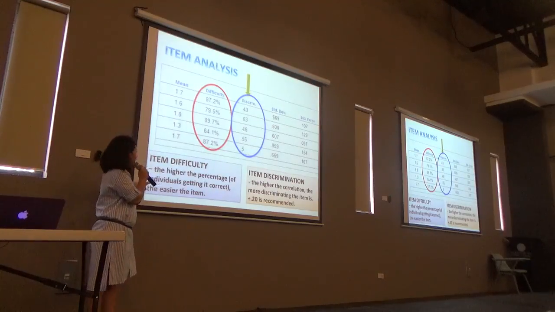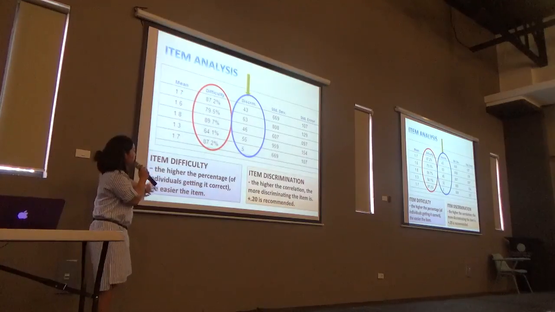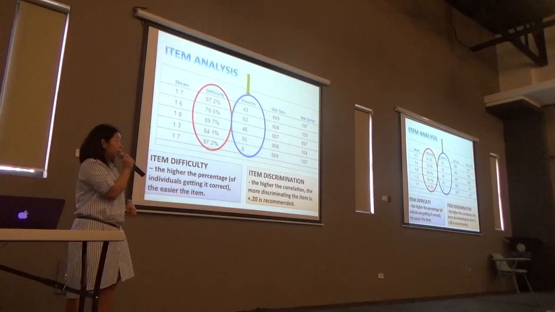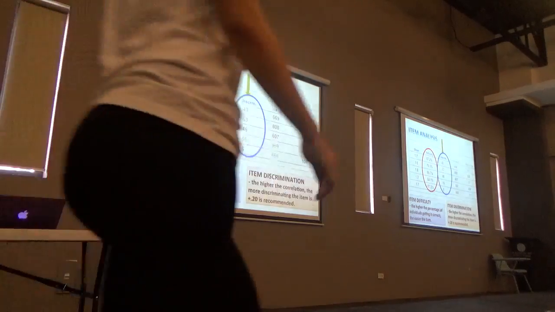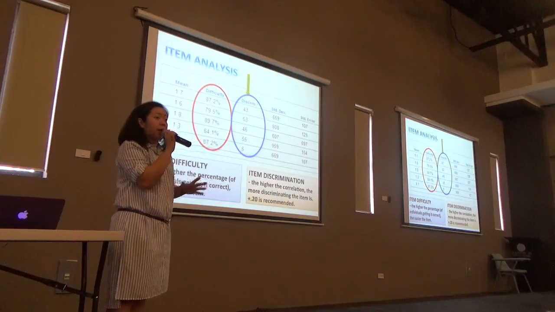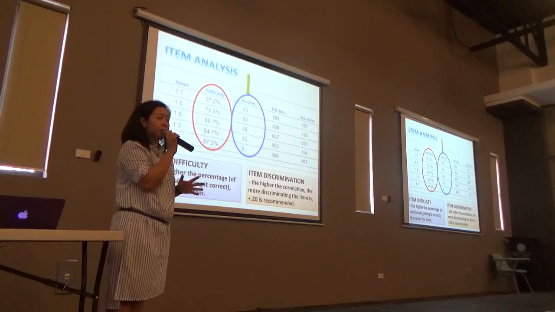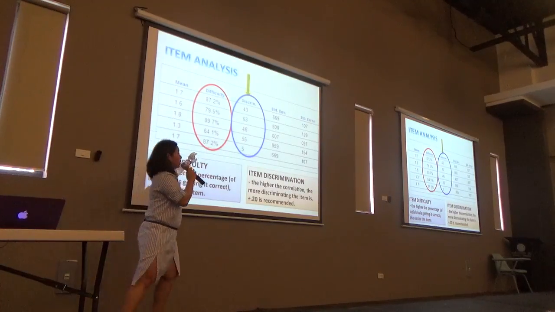Item difficulty? Here, the higher the percentage of individuals getting it correct, the easier the item. So, what can you say about item 1? 87.2% of the people got it correct. Is the item easy or difficult? Easy, very good. Okay. Now, what do these values tell us?